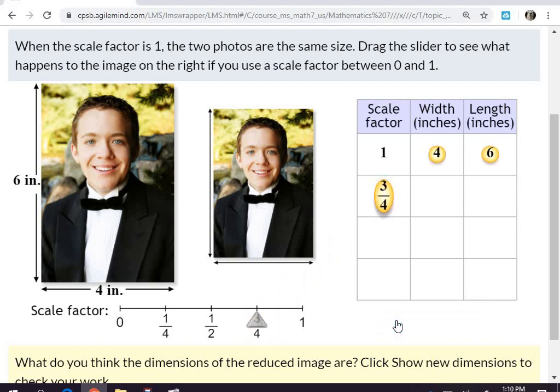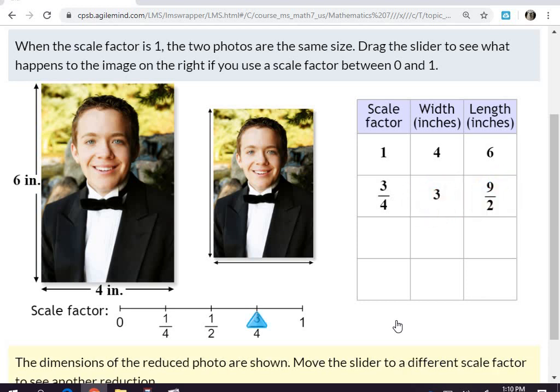Let's see, where did I get 14? I don't think I got 14, did I? Oh, you said 14. I meant 16, huh? Oh, 18, yeah. 18 over 4 reduces to 9/2. So there's my new dimension.